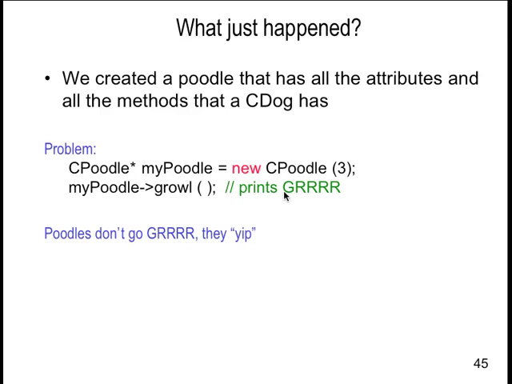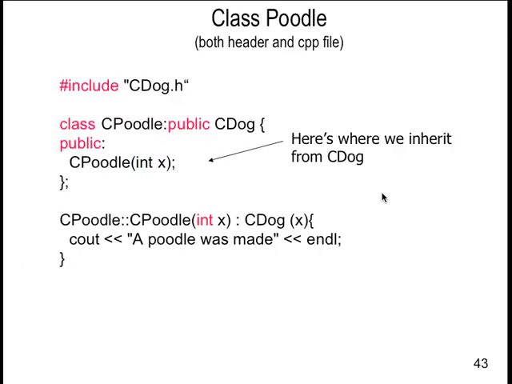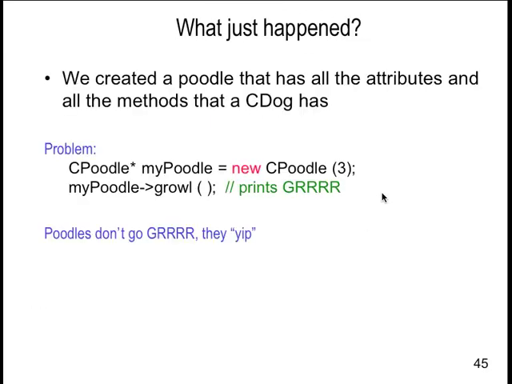So we created a poodle that has all of the attributes and the methods of a cDog. Here's a problem here: cPoodle pointer, my poodle is equal to new cPoodle 3. We gave it a weight of 3. My poodle growl prints growl. Poodles don't growl, they yipe, because we didn't override that. In fact, here we didn't mention growl at all when we wrote it. But we called growl, which we can do because we get everything. We get all the methods and all the data members of the underlying class that we inherited from. So we get all the cDog stuff, so we can actually call growl.